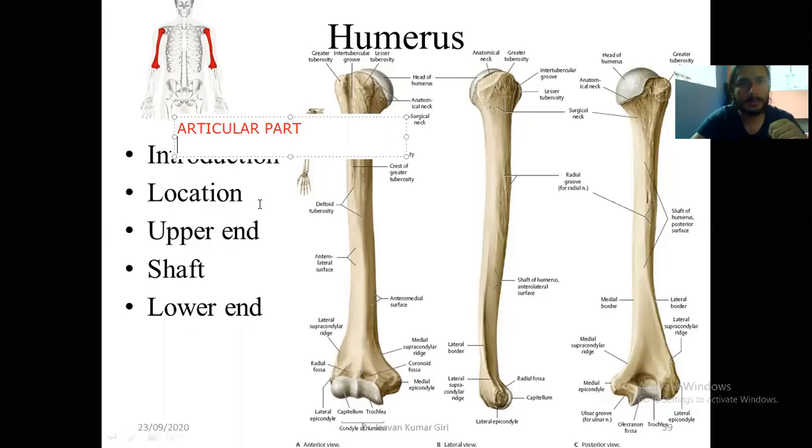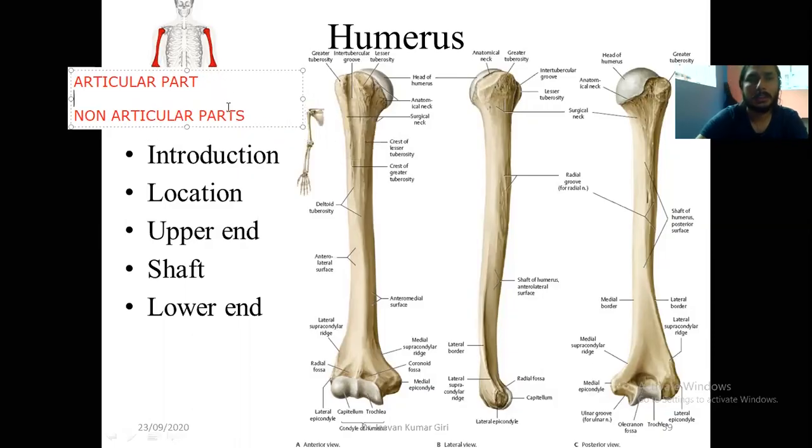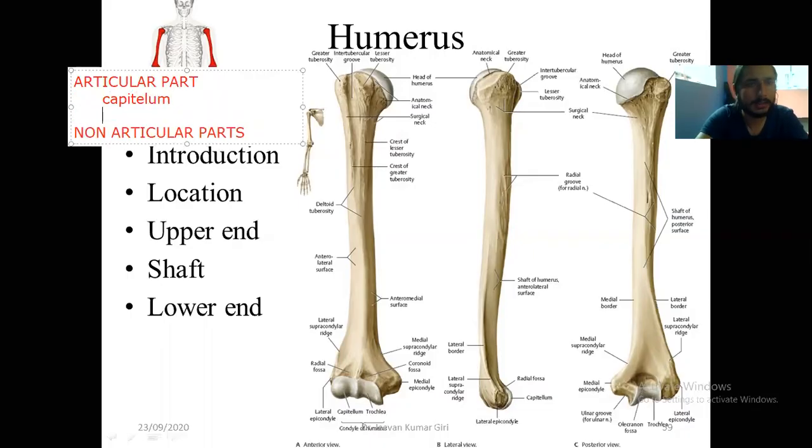Okay. So now in the lower end you will see the articular part here. Can you see this smooth part here? So this smooth part is the articular part. This articular part is formed by the capitulum and the trochlea. Capitulum and trochlea.